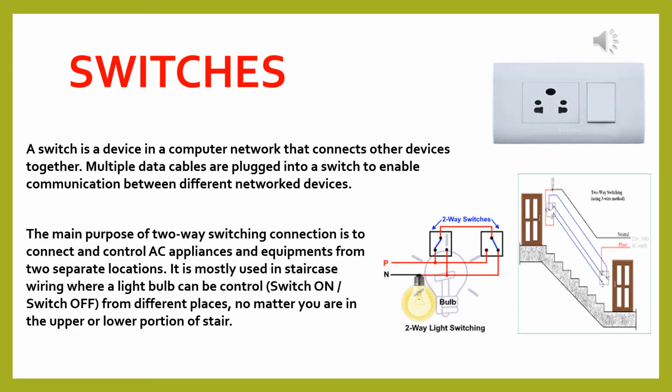Suppose when you are on the second floor, you switch on the light. But when you are coming down to the ground floor, it is not possible to switch off that particular light from upstairs only. Then you cannot see anything. That's why when you come down to the ground floor, you switch off the same light, but two switches are there.